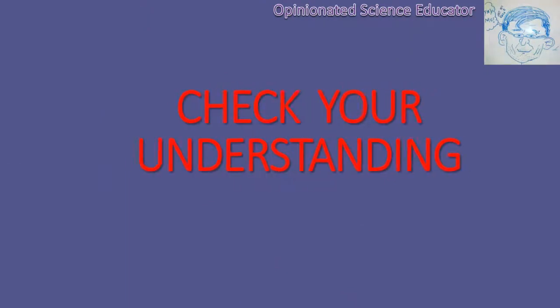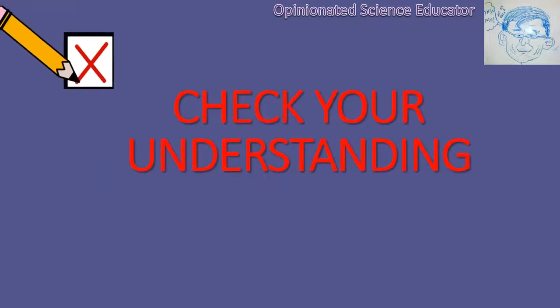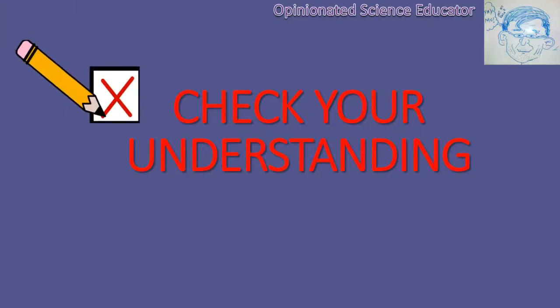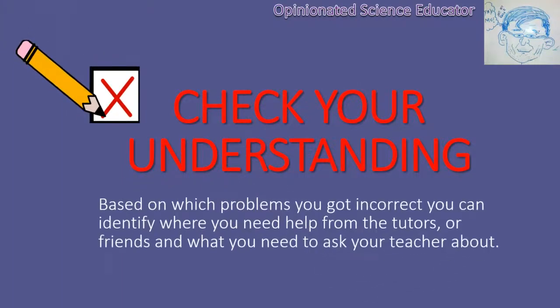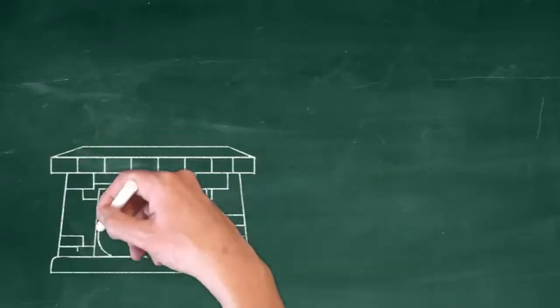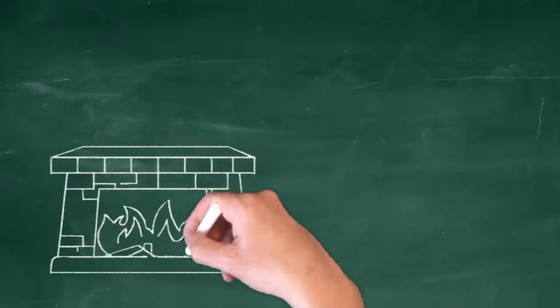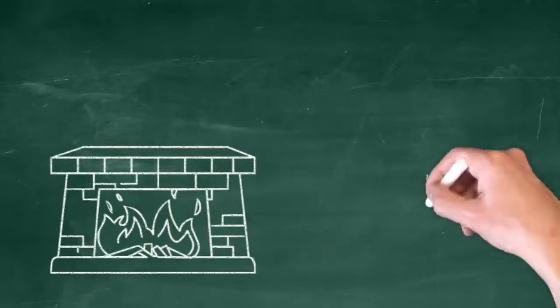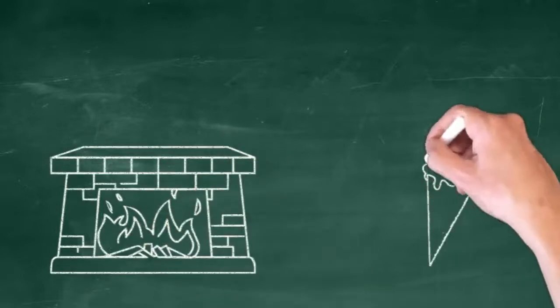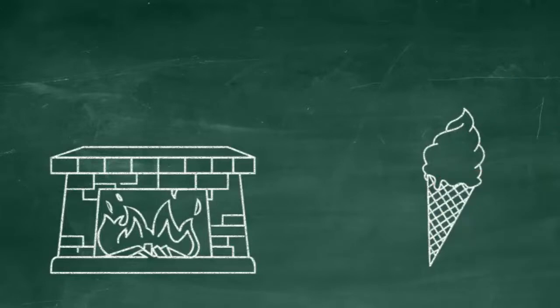Okay, grade 10s, let's check our understanding. Mark as the answers appear. Remember, if you got questions wrong, it's a good indication of what you still need to work on. You should have a pen or pencil to check your answers. Let's see how well you did on this quiz about physical and chemical change.